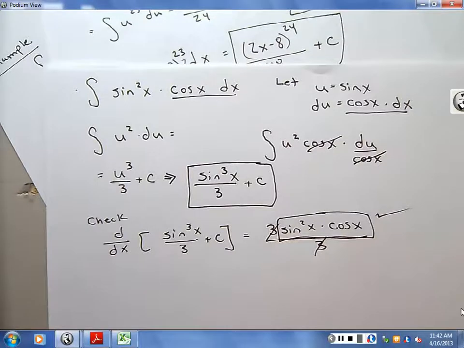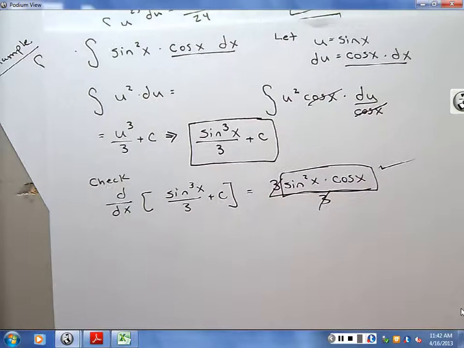What is the derivative of sine cubed of x over 3? Well, that'd be 3 sine squared of x times cosine, because the derivative of sine is cosine. Derivative of the outside evaluated at the inside times the derivative of the inside. So that's 3 sine squared x times cosine divided by 3. The 3's cancel. I get what I originally started with. So I use the chain rule on differentiating this function.